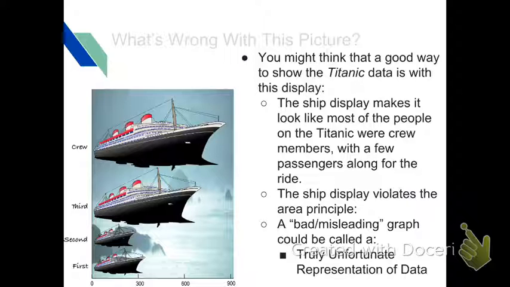So here's a picture of a misleading graph, also called a truly unfortunate representation of data. The reason this graph is not a good graph is because it violates the area principle. When we look at this graph, it looks like a lot more of the passengers on the Titanic were crew members. However, we're not sure whether we're looking at the length of the ship or the area of the ship, so it's quite confusing.